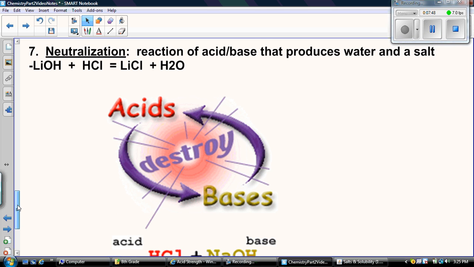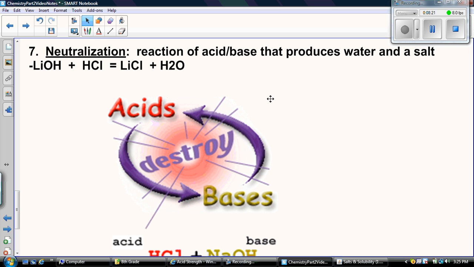So if we have a strong or even a weak acid or base and we want to neutralize it, it's very easy to do. A neutralization is a reaction of an acid plus a base. When you react an acid and a base, that's going to produce water and a salt. For example, lithium hydroxide is your base. We add that with hydrochloric acid, and it makes lithium chloride, which is the salt, and water. So acid plus base is neutralizing.